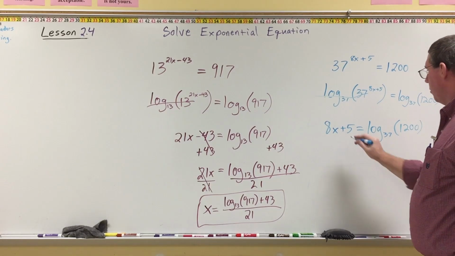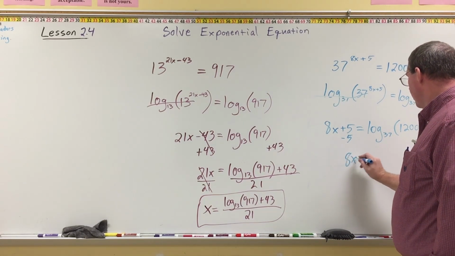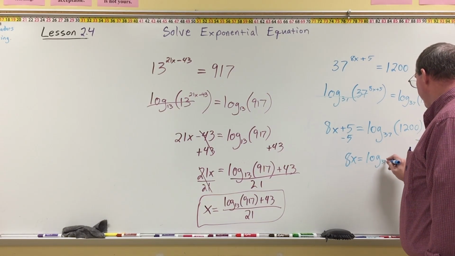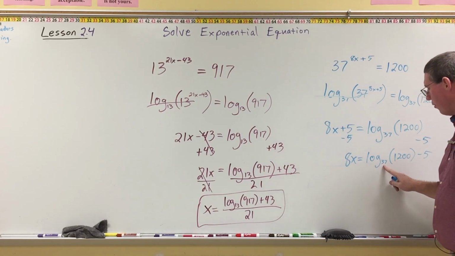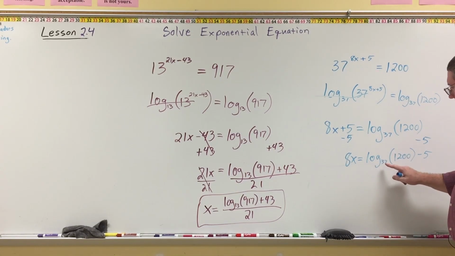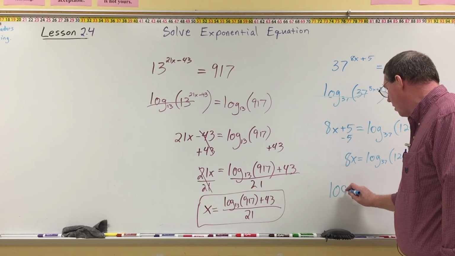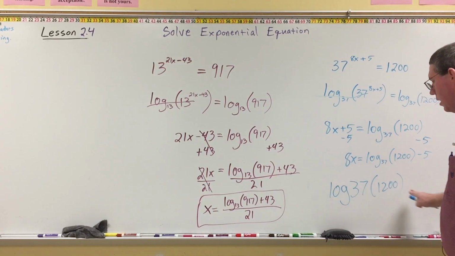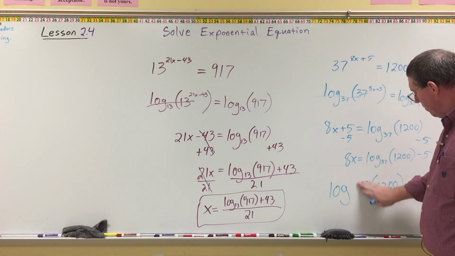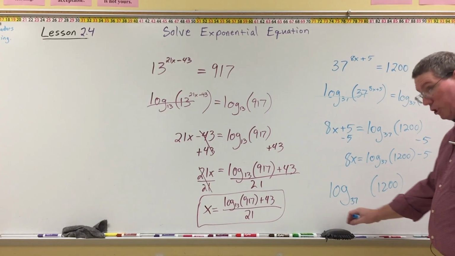Okay? Now we're going to subtract 5 from both sides, and so we have 8x equals log base 37 of 1200 minus 5. Now, do you see this little 37 here? It's just an aside. This little 37 is a tiny 37 hanging out at the bottom of the log. Every once in a while, I'll see students write log 37, 1200. This is meaningless. This 37 needs to be a little tiny 37 hanging out at the bottom of the log. Okay? Be sure to do that.